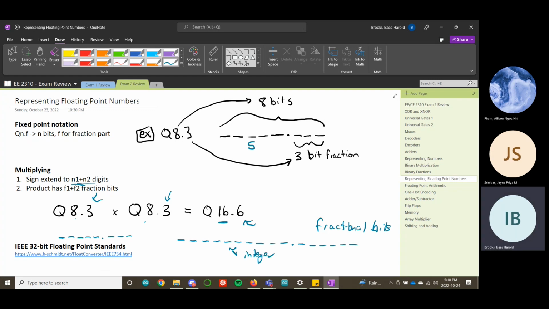Another example is if they weren't the same number. Q 4.3 times a Q 2.1: the total number of bits, 4 and 2, get added together. The result would be a Q 6.4.